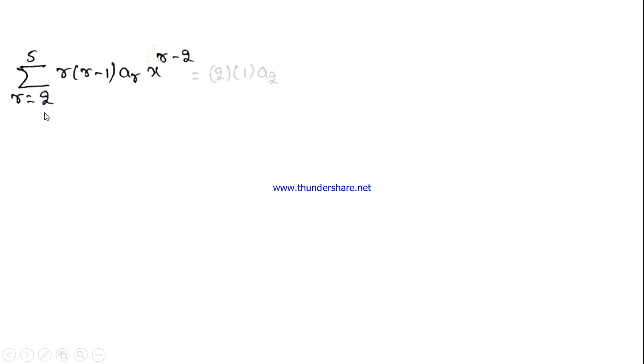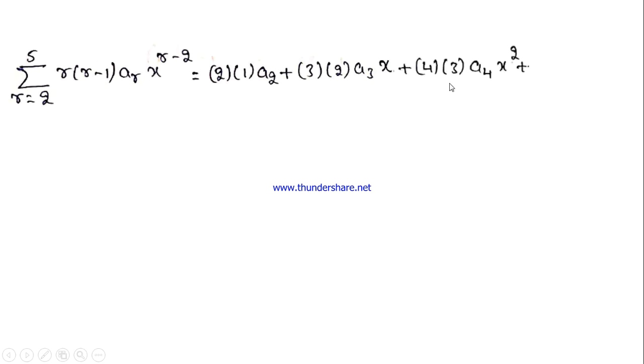Now for r is equal to 2, it is 2 into 2 minus 1, a2, x power 2 minus 2. So this is my first term. Put r equal to 3, 3 into 3 minus 1, that is 2, a3, x power 3 minus 2, that is x. Put r equal to 4, we get this expression, and with the last value of r, we get 5 into 4 into a5 x power 3. If I just expand this summation, this is what the terms are.